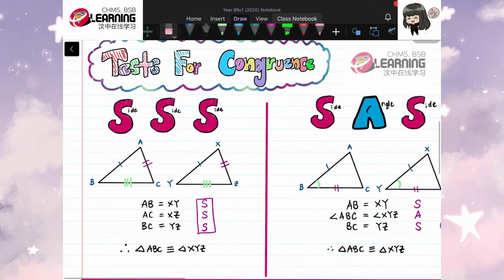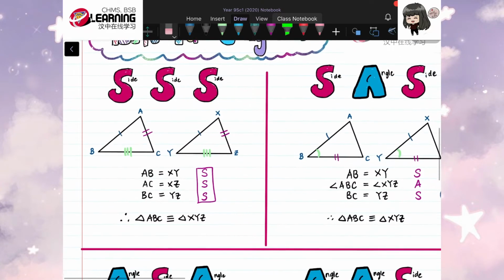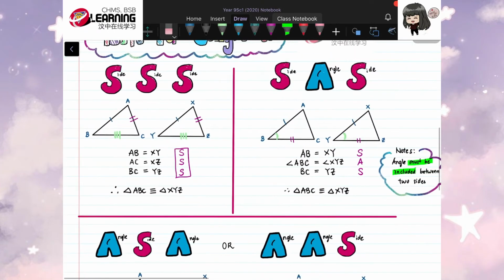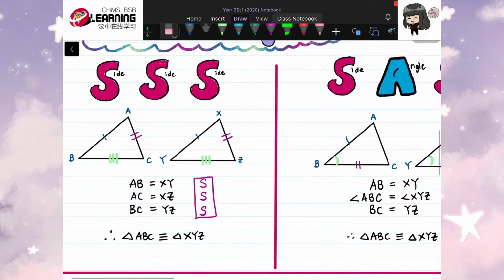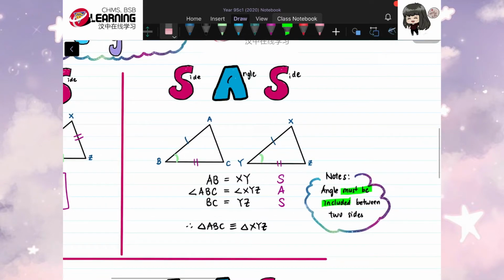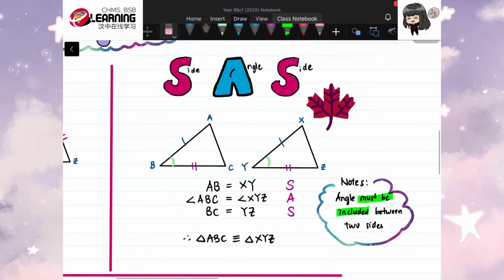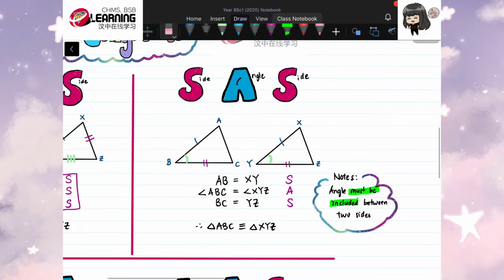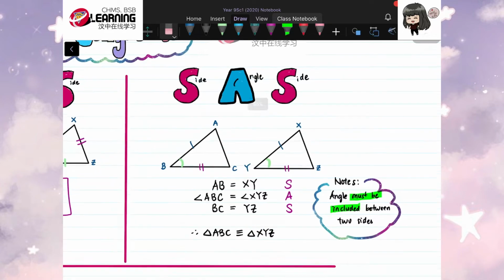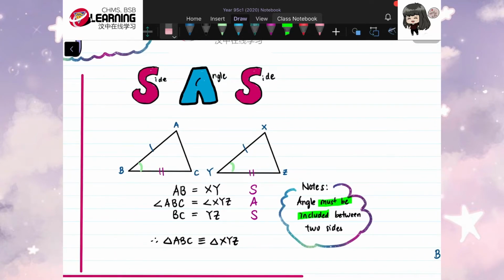The first test for congruence is SSS, which means they give you 3 sides, only the 3 sides and without giving any angles. Then it's confirmed that they are congruent. Then we have SAS, side angle side, where they give you 2 sets of corresponding sides and only one corresponding angle, then we can confirm that they are congruent. But we must take note that the angle must be included between the 2 sides.